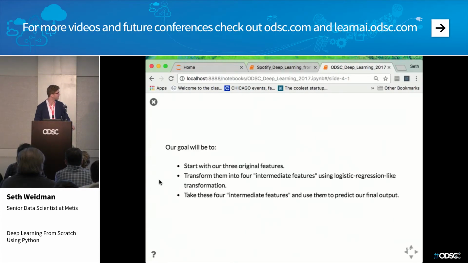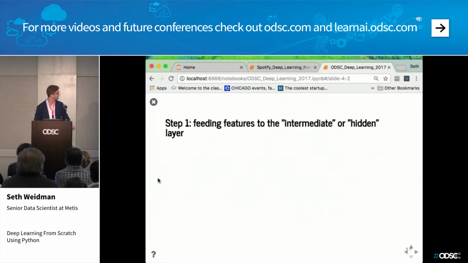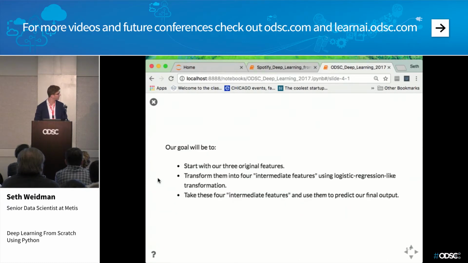OK, so what are we going to do? Our goal is going to be to start with our 3 original features, and we're going to do all this step by step manually so you can see exactly what's going on. We're going to start with our 3 original features. We're going to transform them into 4 intermediate or hidden features. And then we're going to use those 4 intermediate or hidden features and predict our output.